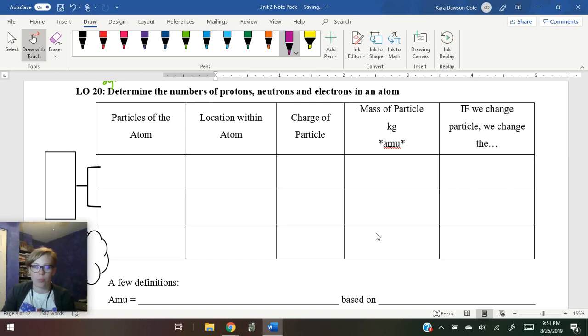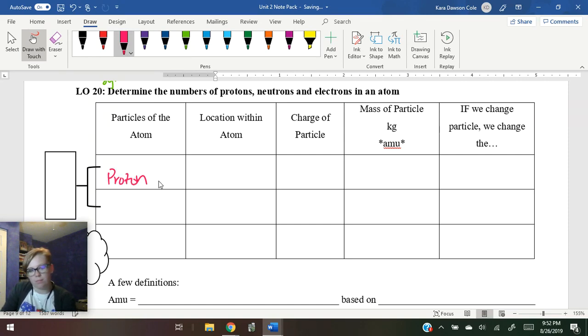All right, guys, so we are on learning objective 20, which is to determine the number of protons, neutrons, and electrons in an atom. So on these guys, you have three different subatomic particles. You have the proton, neutron, and electron. So let's start with the proton.